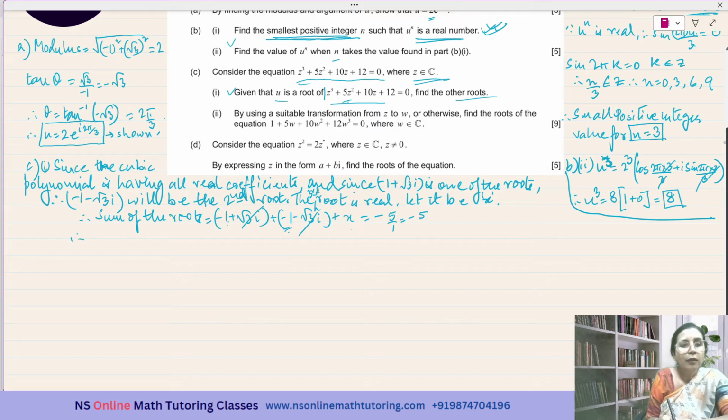Therefore, x is equal to negative 5 plus 2, which implies x is equal to negative 3. Okay. So therefore, the other roots are -1 minus root 3i and negative 3.